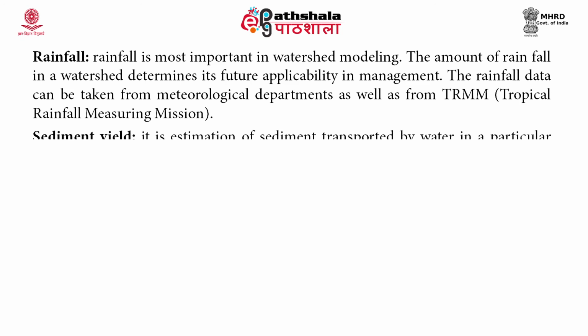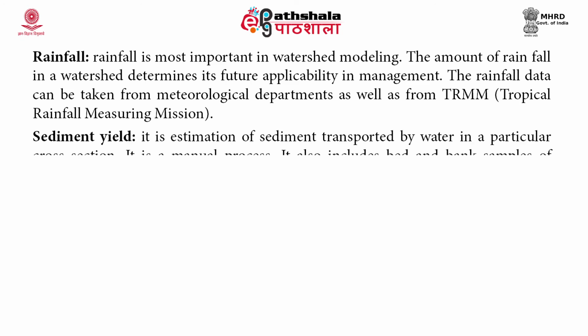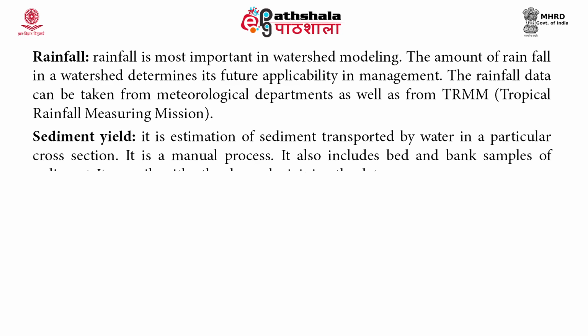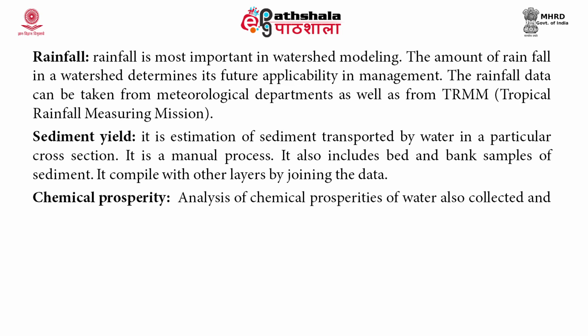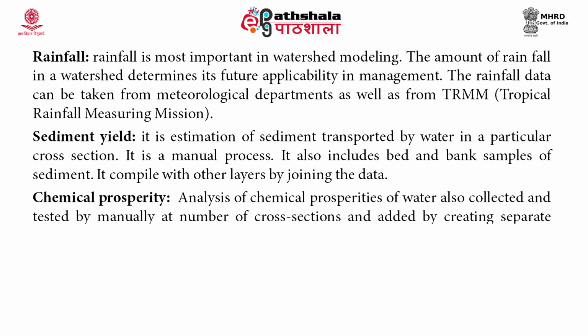And next is sediment yield. It is estimation of sediment transported by water in a particular cross section. It is a manual process. It also includes bed and banks samples of sediment. It compiles with other layers by joining the data. Chemical property. Analysis of chemical property of water is also collected and tested manually at a number of cross sections and added by creating a separate vector layer.